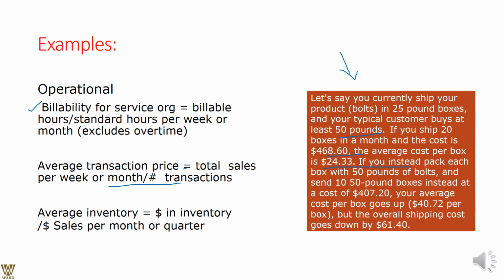So if you instead pack about 50-pound boxes, which is the average purchase that the customer buys, if we can send 10 50-pound boxes at the cost of $407.2, your average cost per box bulges up to $40.72, and the overall shipping cost comes down by $61.4. So these are the parameters that need to go around as far as your KPIs are concerned. This will tell me everything in numbers as to what is the preferable mode of shipping the bolts.